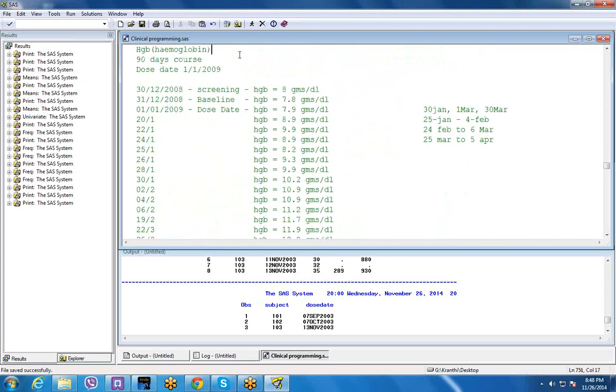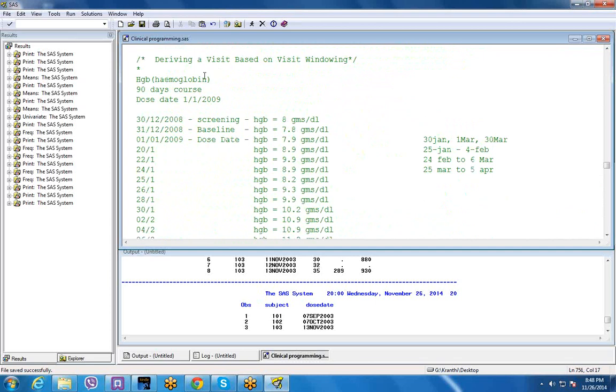Yes, I have taken the same example. It's a hemoglobin test. The clinical trial is on anemic patients, and it's a 90 days course. The dose is given to the patient on 1st January. On 1st January we have the value 7.9, which we should not consider as baseline. Before that we will consider, so 7.8 is the baseline.